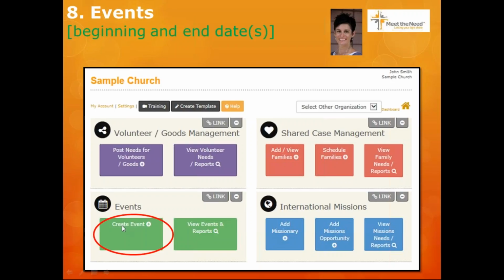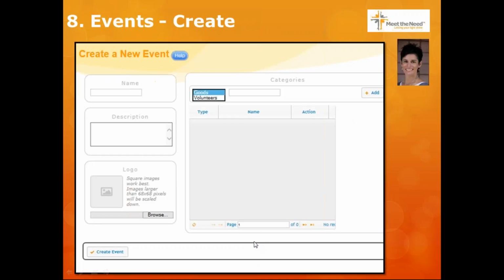So let's go into create an event. Very simple. Again, it's the same kind of buttons. Create event, view reports. We try to keep the dashboard simple for you. But to create an event, it is a one-page form where you put in the name of the event, the description of the event. If you want to upload a logo or an image, you can. And then you're going to create categories for your goods and your volunteers.